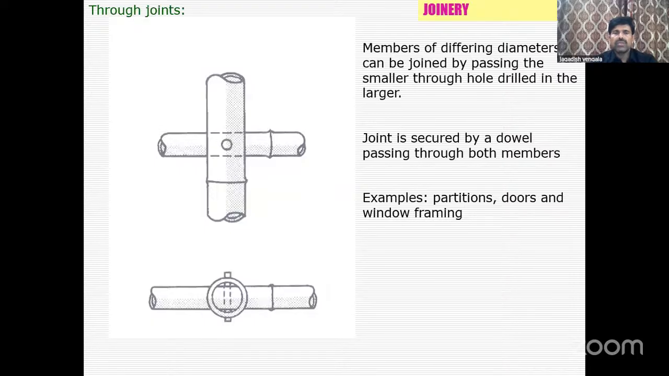If a small member is running over a bigger diameter column, through joints can also be made. If it has to be a different diameter, particularly for partitions, doors, and window framing where we are using bamboo, we can do these through joints.